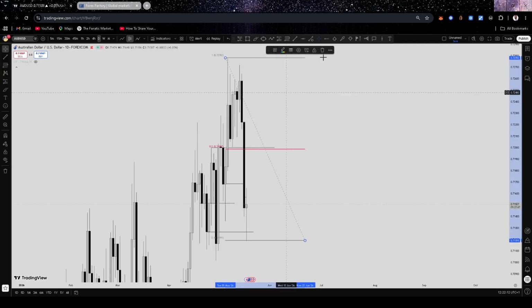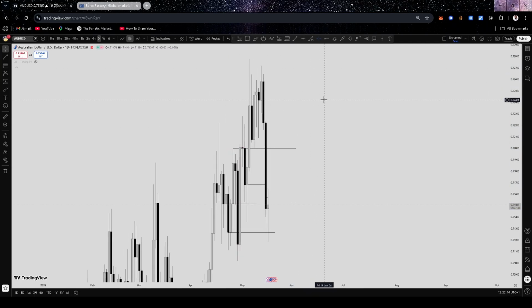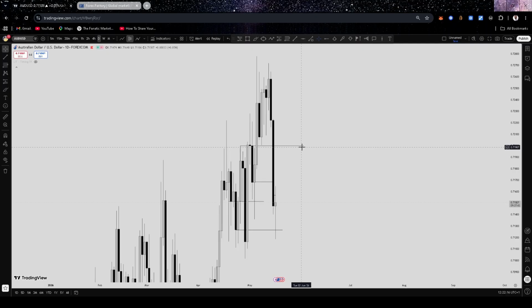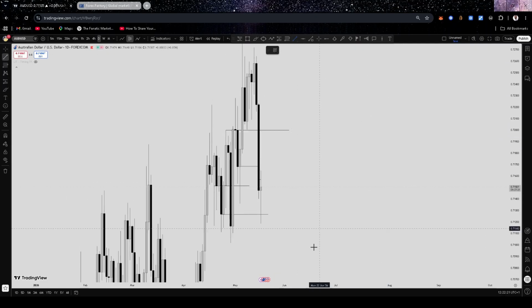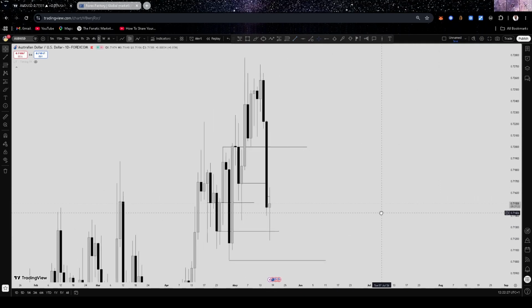If I can get a confirmation, a daily rejection and a 1 hour or 4 hour break of structure, I will sell long term. I might hold all my trades till price takes out this low. So this is what I have for AUDUSD.